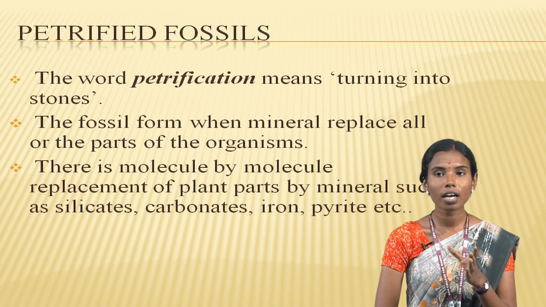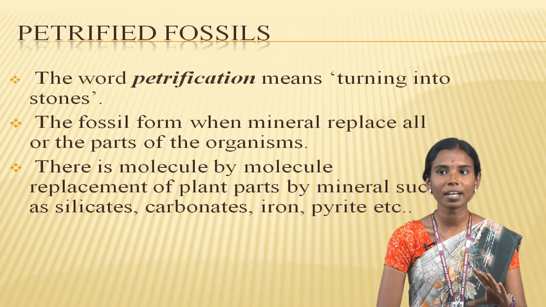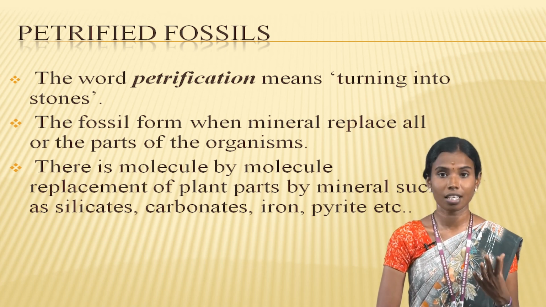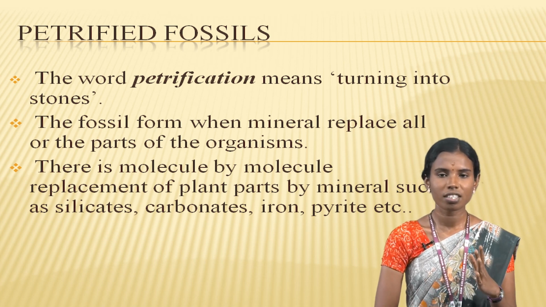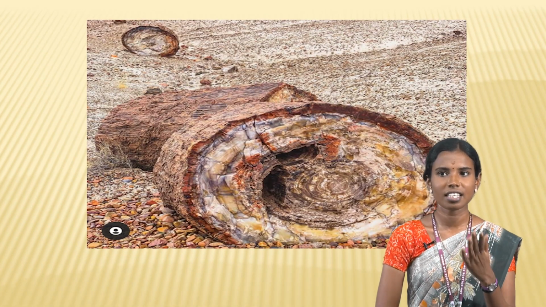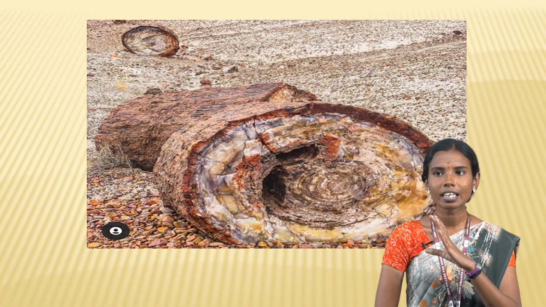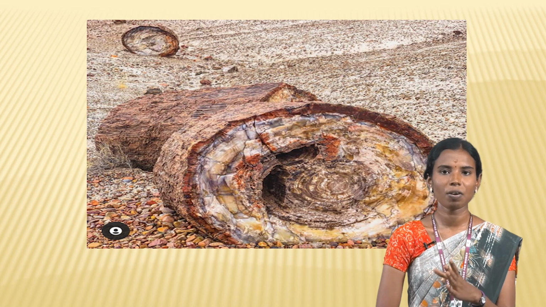There is a molecule by molecule, or atom by atom, replacement of the organic matter of the species by chemical substances or minerals such as silicates, carbonates, ions, etc. This is the petrification process. In the picture itself, you can see that a wooden trunk is replaced by silica. This is the best example for petrification and petrified fossils.